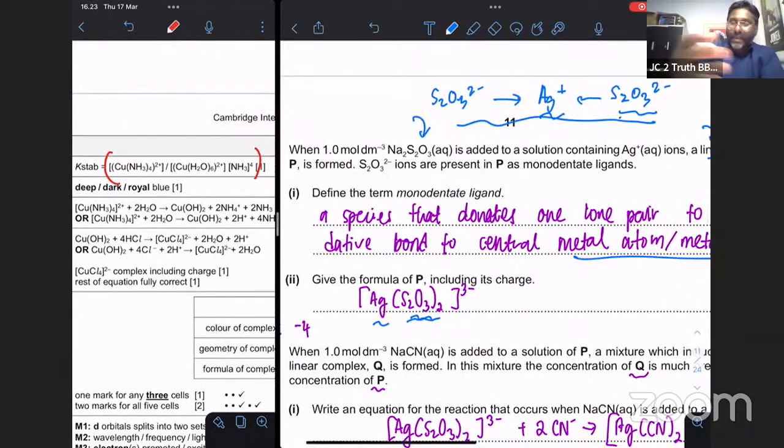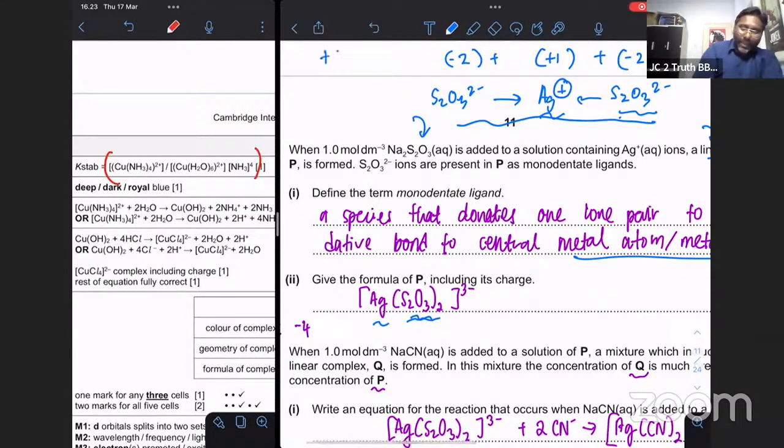They say that there are two dative bonds being formed. So once you have that, you need to count the charge. This is going to be +1, and you have -2, -2. What is the overall charge? So you add all of them. The overall charge is going to be +1, and then -4, you get -3. So you need to show the charge -3. So that is going to be the formula of P.